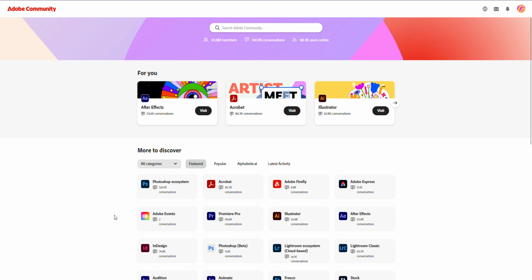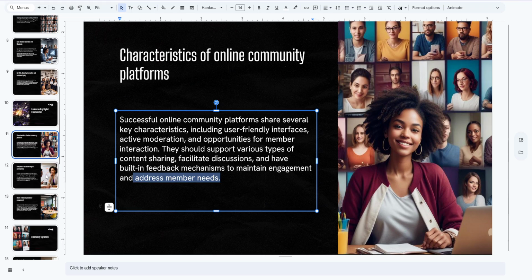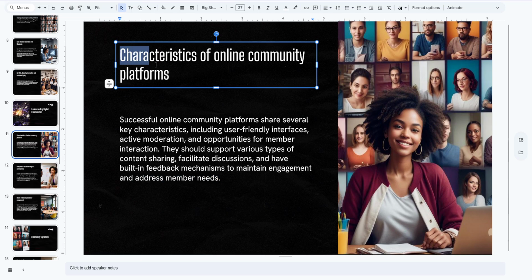So those people who have a problem, sometimes it happens that Photoshop does not open. Sometimes it happens that we open our Adobe software, then it crashes. It does not open. Certain plugins don't work. Then here is where we will find the solution. Even if you Google it, many a times the solutions link us to Adobe community itself. So these are the characteristics of online community platforms.